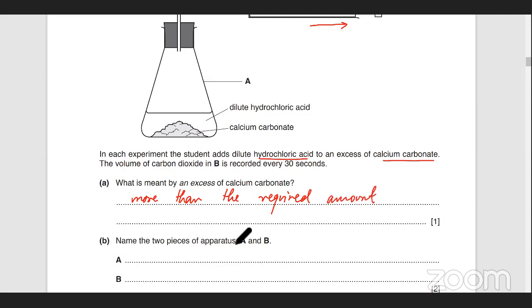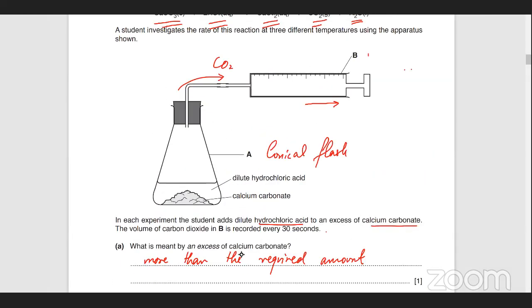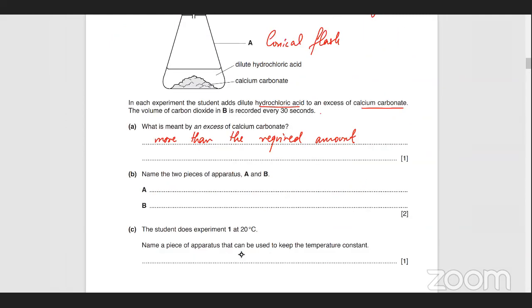Next is: name two pieces of apparatus, A and B. A is your conical flask. That's obviously your conical flask, a simple apparatus. And B, what is B? B is your measuring gas syringe, or simply gas syringe. Anyways, name two, we're done with that. I've already typed it: it's winter 19 question paper 4-1.